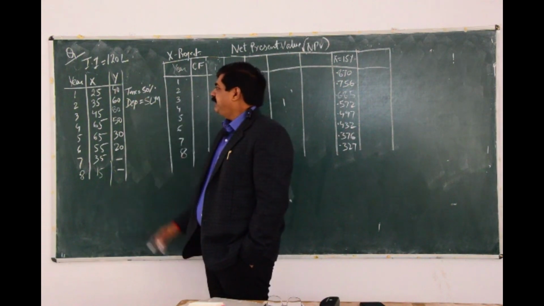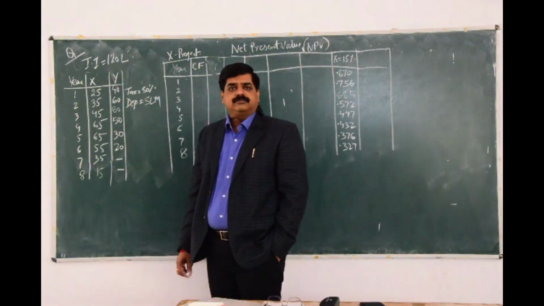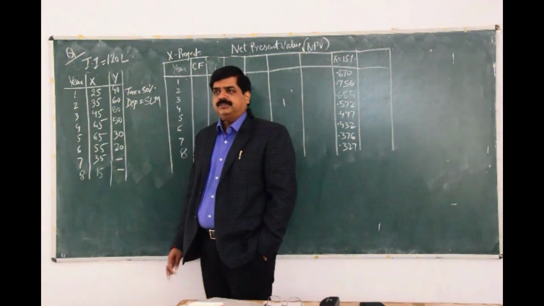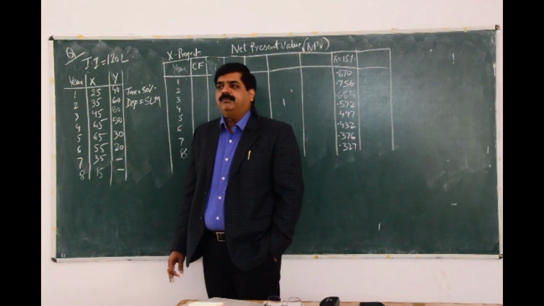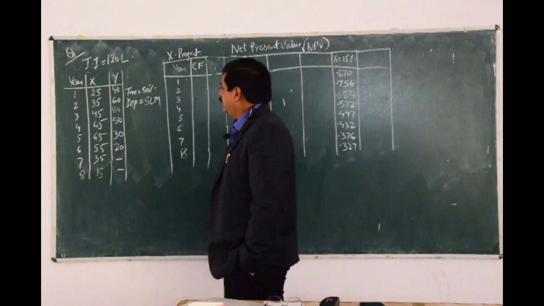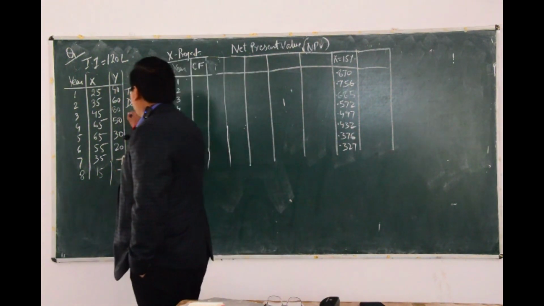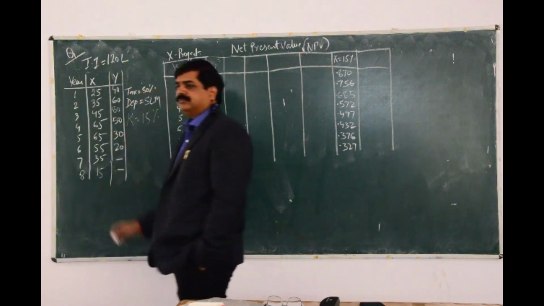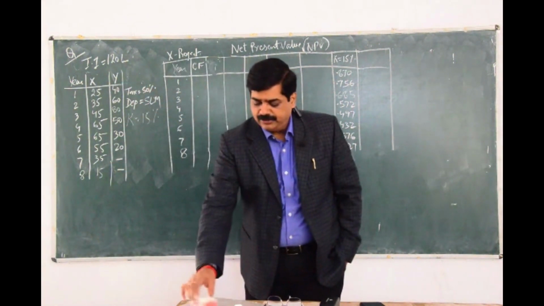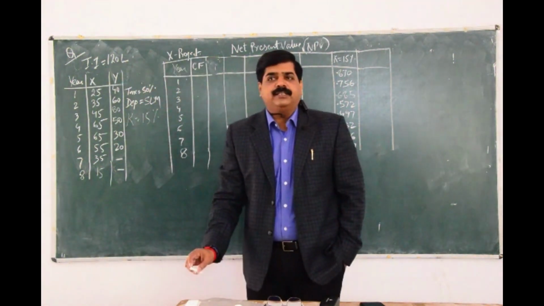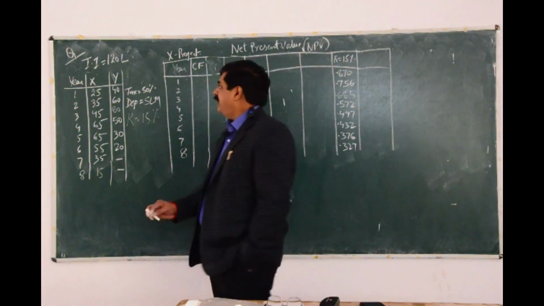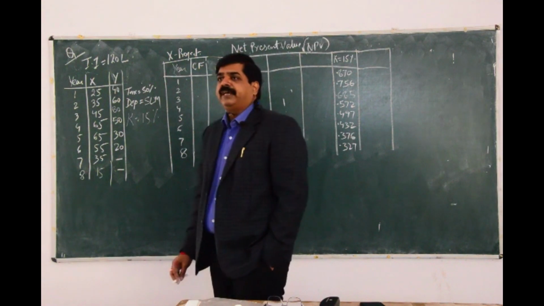The tax rate has been given as 50% and depreciation is based on SLM. This is the information that has been provided to us. And suppose the cost of capital is given as 15%. That 15% is the cost of capital in this project. Now, on the basis of NPV, we have to evaluate whether this project has to be accepted.